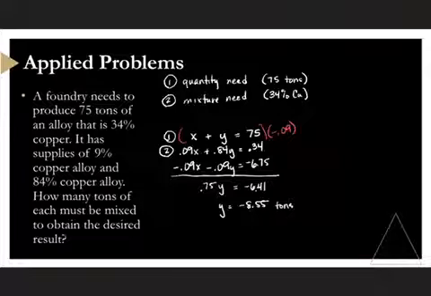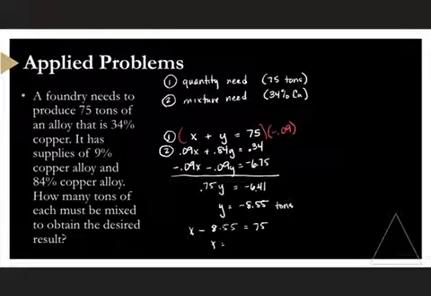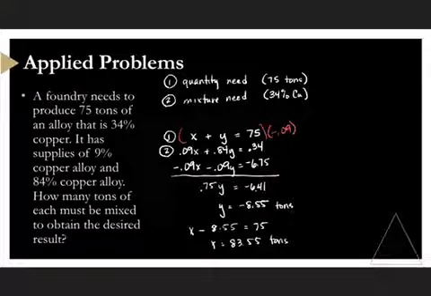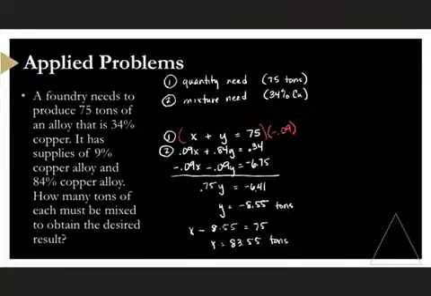When I have that for Y, then x minus 8.55 equals 75. And so x is going to be 83.55 tons. Okay, again, I know it doesn't make a lot of sense. Probably a typo. I apologize.